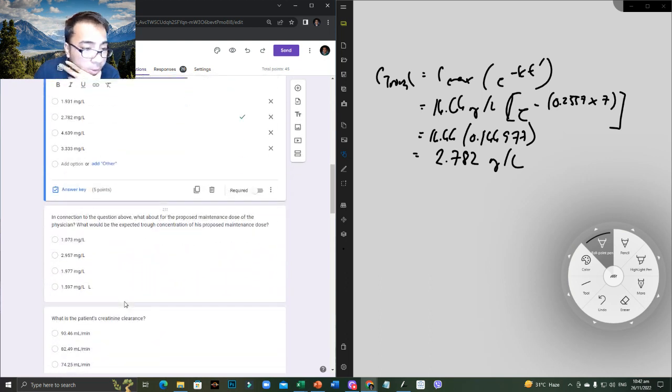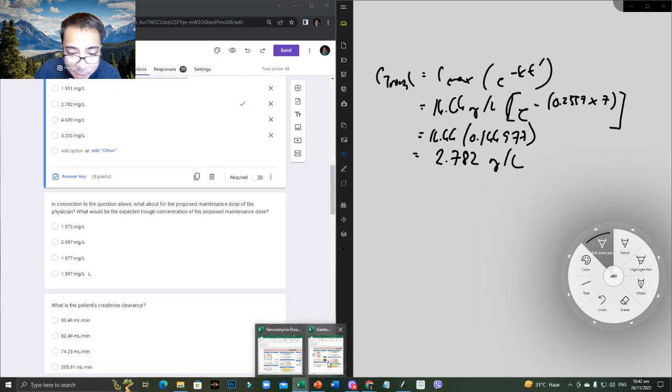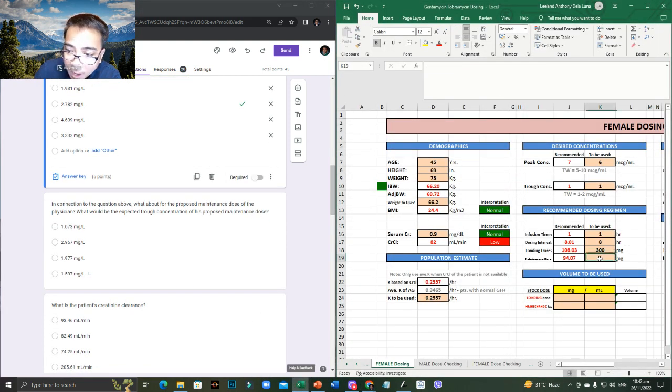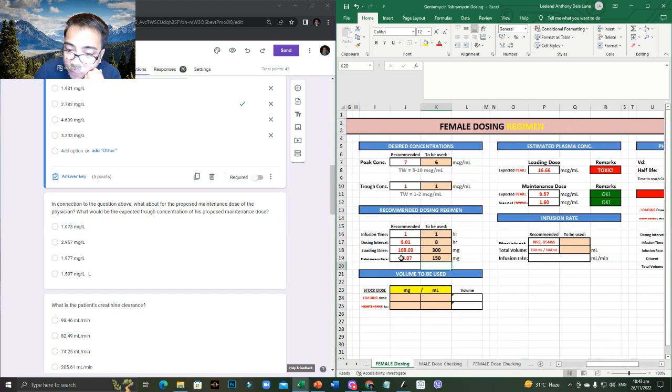So in connection to the question above, what about the proposed maintenance dose of the physician? What would be the expected trough concentration of the proposed maintenance dose? Here, class, let's go back. The recommended maintenance dose here is 94.07. But what our physician gave is 150 milligrams. Okay, so if it was 150 milligrams, class, the resulting peak is 9.57, and the trough concentration is 1.6.